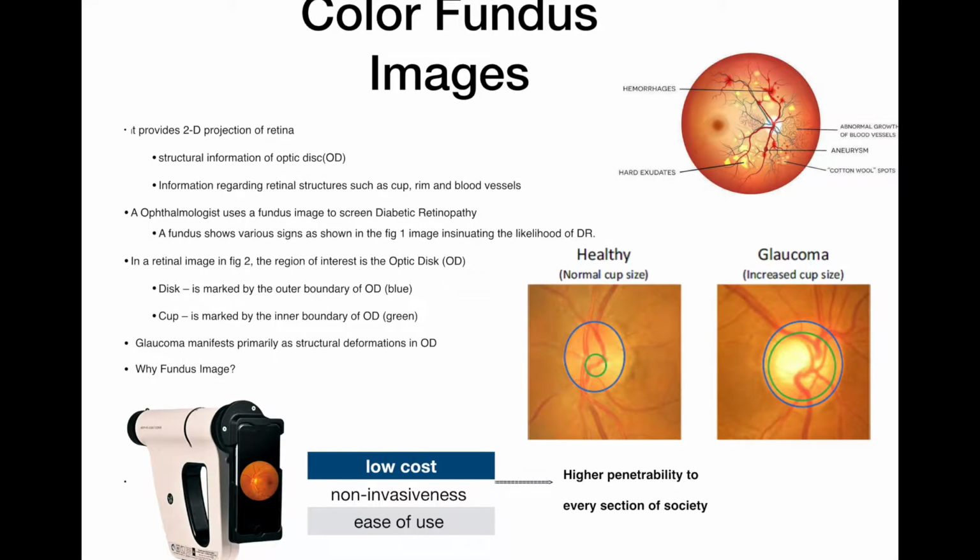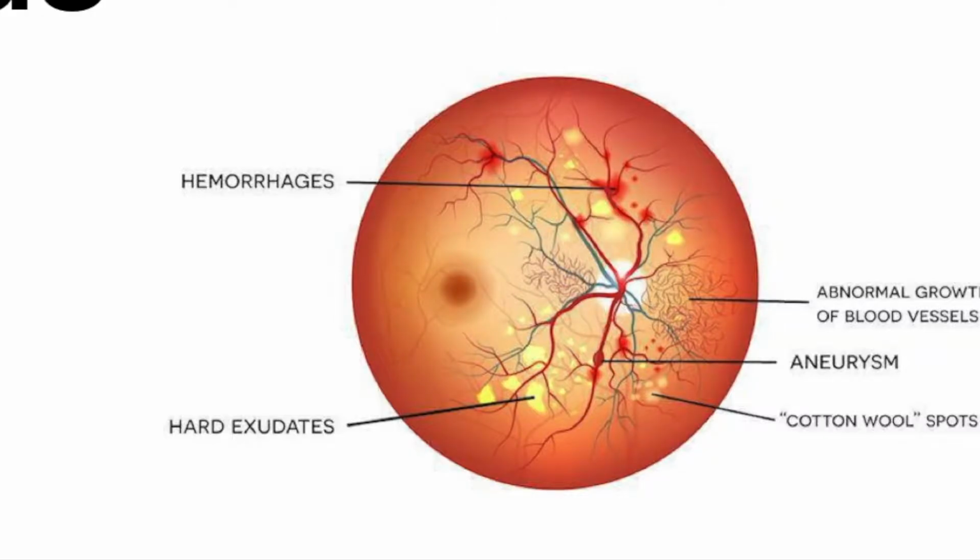A color fundus image provides the 2D projection of the retina. It has the structural information of the optic disc, information regarding the retinal structures such as cup, rim, and blood vessels. An ophthalmologist generally uses a fundus image to screen diabetic retinopathy. A fundus shows various signs as shown in figure 1, insinuating the likelihood of diabetic retinopathy.